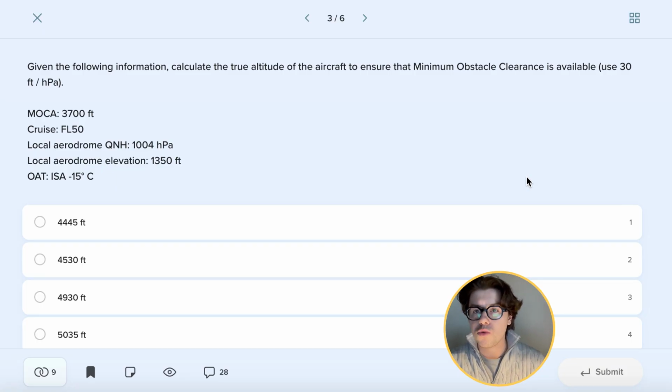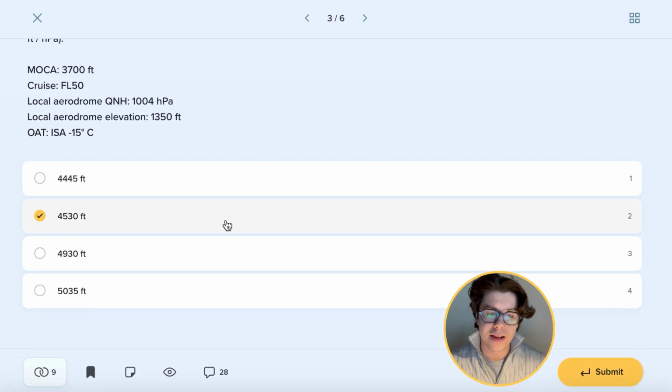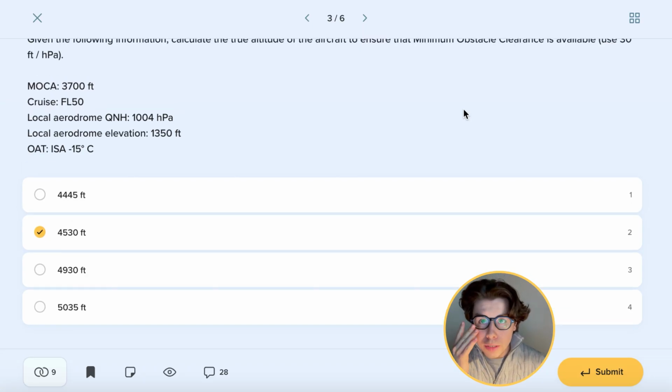And then we need to use the temperature correction, so using the 4% rule. For every 1,000, 4% times the ICAO deviation, we can very easily calculate by multiplying the altitude, which will be roughly 3,200, so 3.2 times 4, and our ICAO deviation, which is minus 15. And if you do these calculations correctly, the answer you should get will be 4,530 feet.